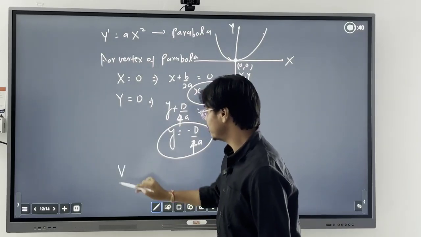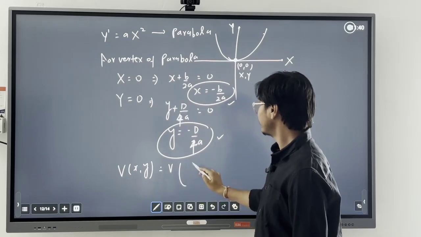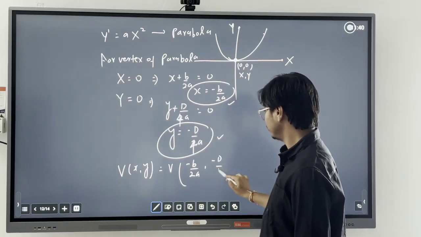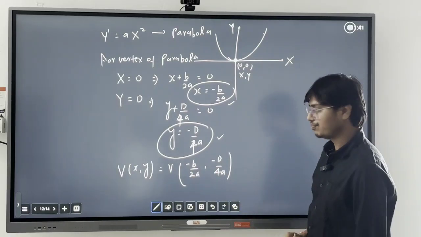Like if the vertex of the parabola is V, then (x, y) will become the vertex, which is (minus b upon 2a, minus D upon 4a). So this will be the actual vertex of the quadratic function or parabola.